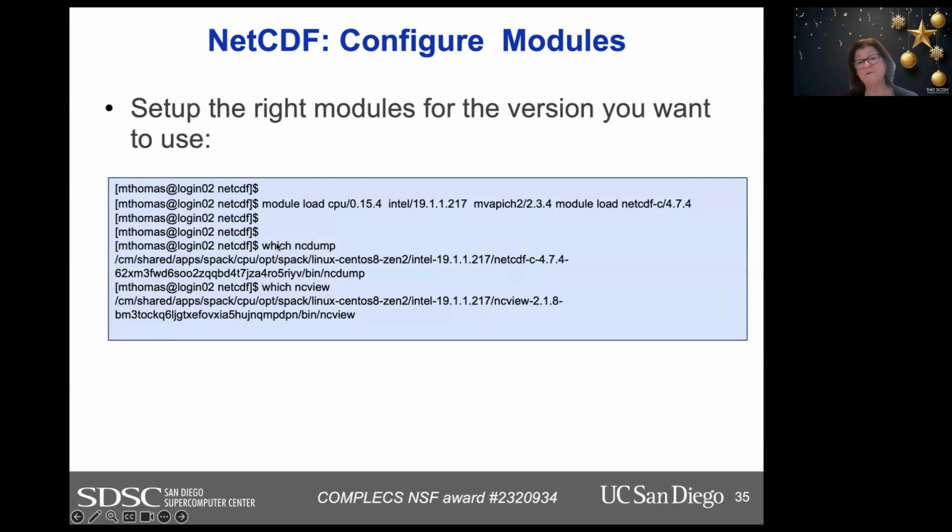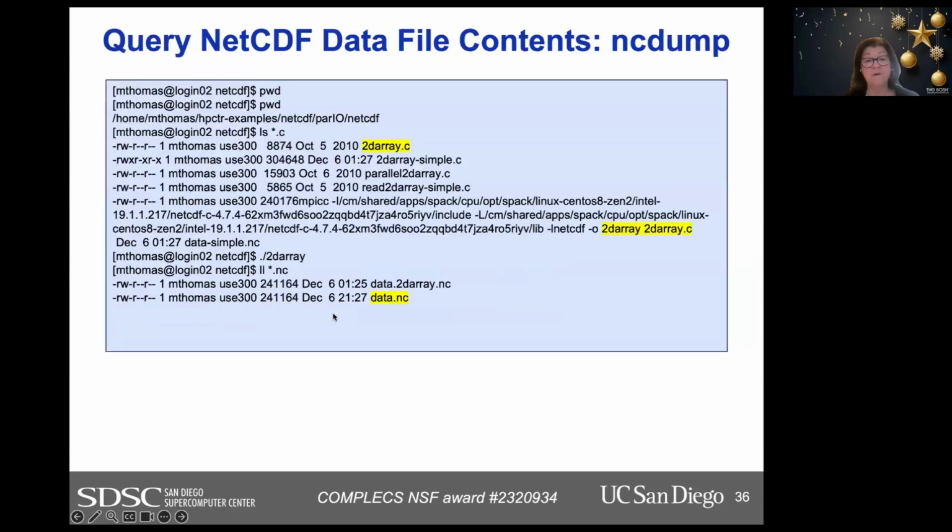Here I'm loading the modules that get me connected to NetCDF. And then to find out, well, is it working, there's a command called ncdump, and it will take that binary data and print it all out in ASCII form, which is human readable. And so ncdump is in my path. You can see it's a really long path, but it's there. And ncview is a visualization application.